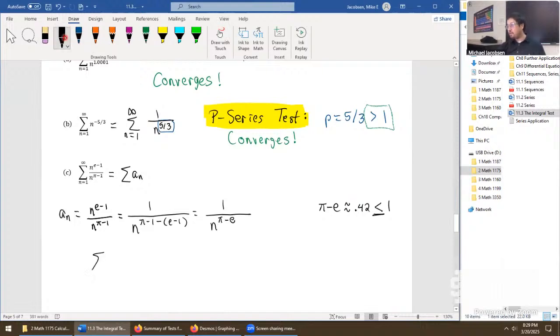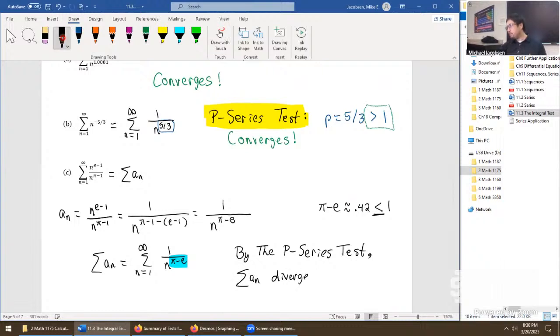We can say the summation of a_n is really a sum from 1 to infinity, 1 over n to the power pi minus e. Like before, we'll indicate the test we're using by the P series test. The summation of a_n diverges since the power we found is P equals pi minus e, and it's less than or equal to 1.